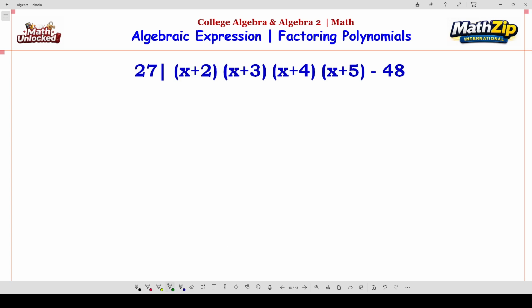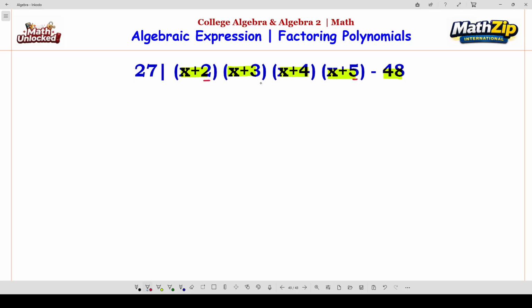Factoring polynomials. (x + 2)(x + 3)(x + 4)(x + 5) - 48. For these kinds of problems we have to use some tricks, like this is 2 and here is 5.